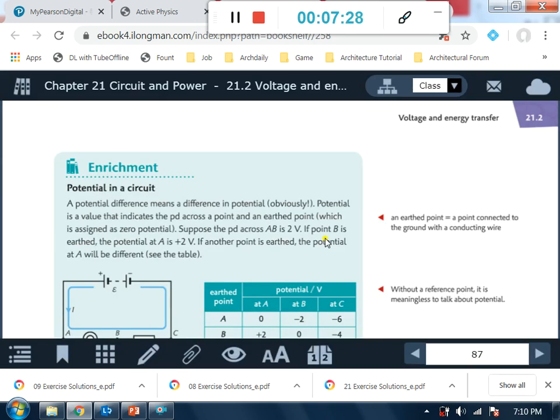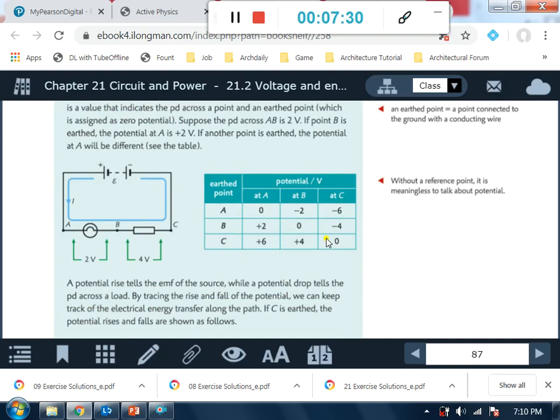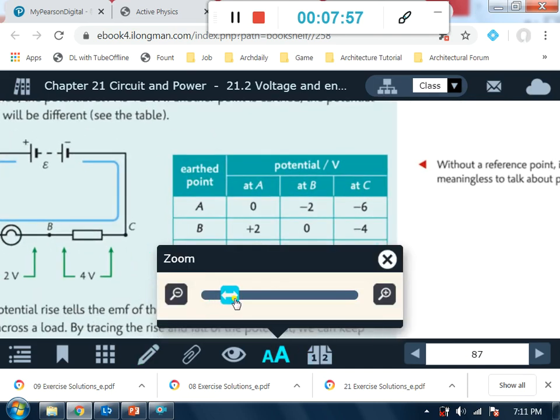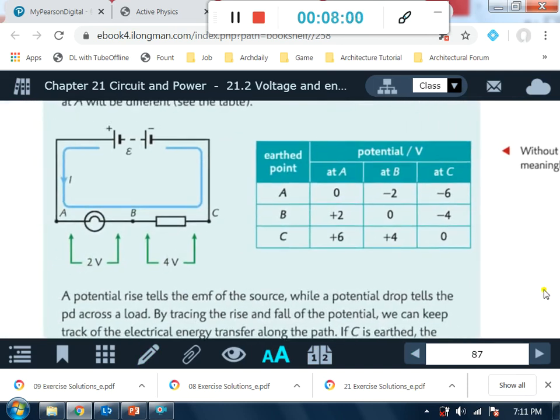Okay, next slide. Enrichment is also quite important. This one tells you about the potential instead of the potential difference. It is exactly the same as what I said on the last page. Positive will be high potential. For example, in this case, the question tells you 2 volt and 4 volt. If like that, we have exercises at the end of this chapter. But what is the main point in it? It will be here.